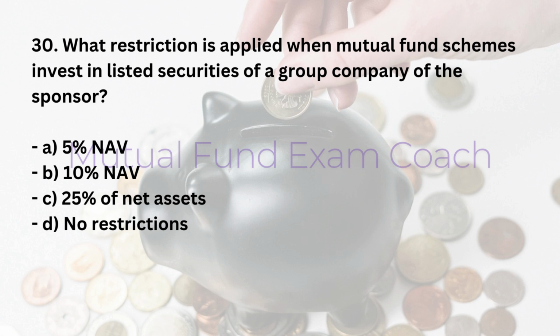30. What restriction is applied when mutual fund schemes invest in listed securities of a group company of the sponsor? A. 5% NAV. B. 10% NAV. C. 25% of net assets. D. No restrictions. Answer, C. 25% of net assets.